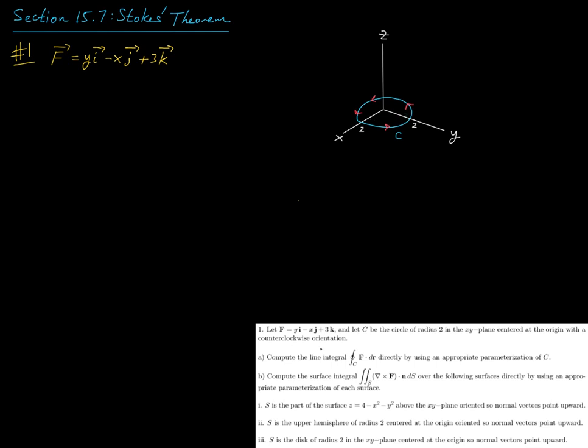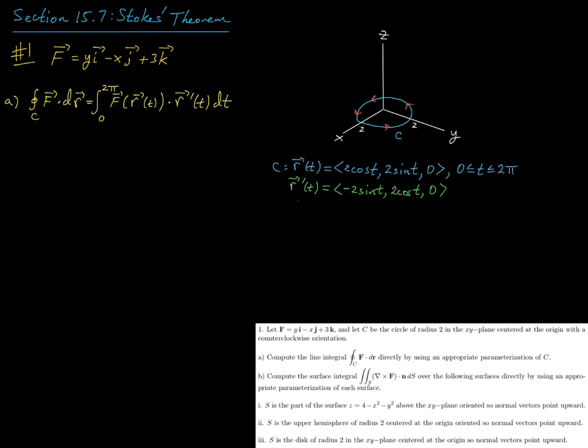And our job in part A is to compute the line integral of our vector field F over this circle C. And we're asked to do this directly by using an appropriate parameterization of C. So I'll go ahead and parameterize circle C in the usual way, right? 2 cosine t, 2 sine t, 0. t varies from 0 to 2 pi, so that's going to give us a counterclockwise orientation of this circle.